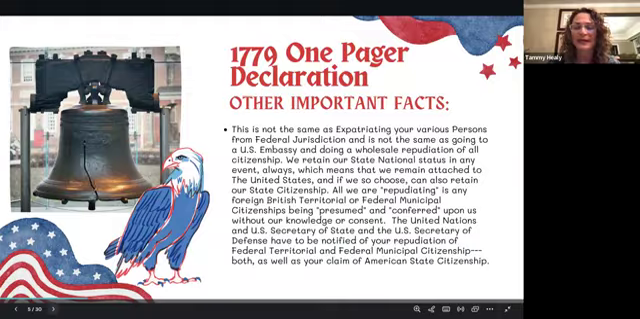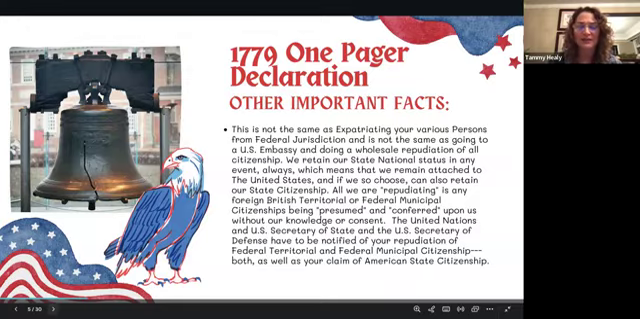All we are repudiating is any foreign British territorial or federal municipal citizenships being presumed and conferred upon us without our knowledge or consent. The United Nations, the U.S. Secretary of State and the U.S. Secretary of Defense have to be notified of your repudiation of federal territorial and federal municipal citizenship, both, as well as your claim of American state citizenship.